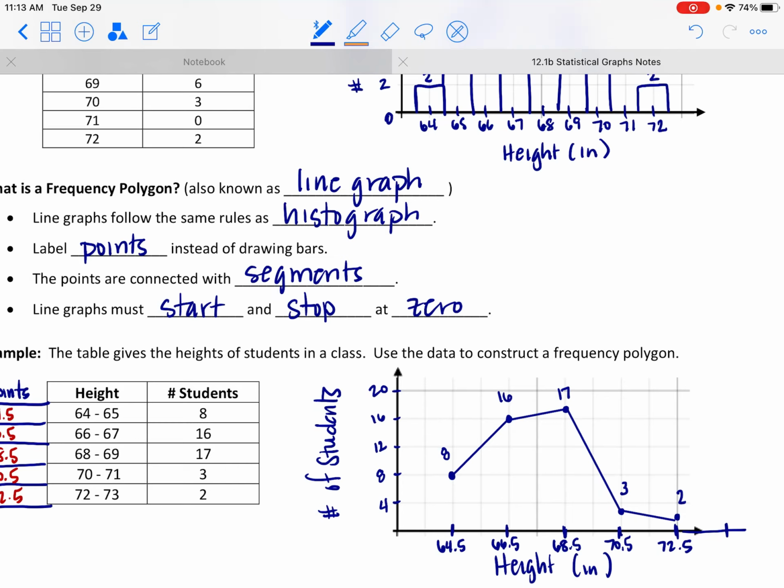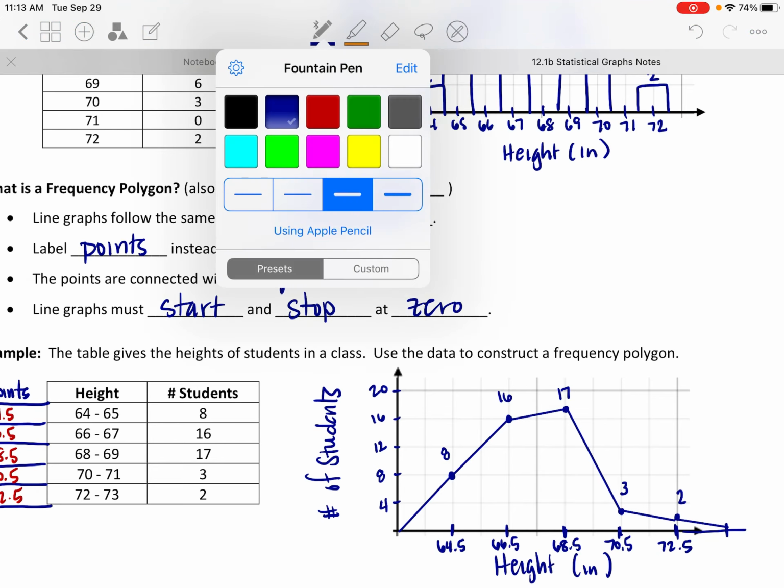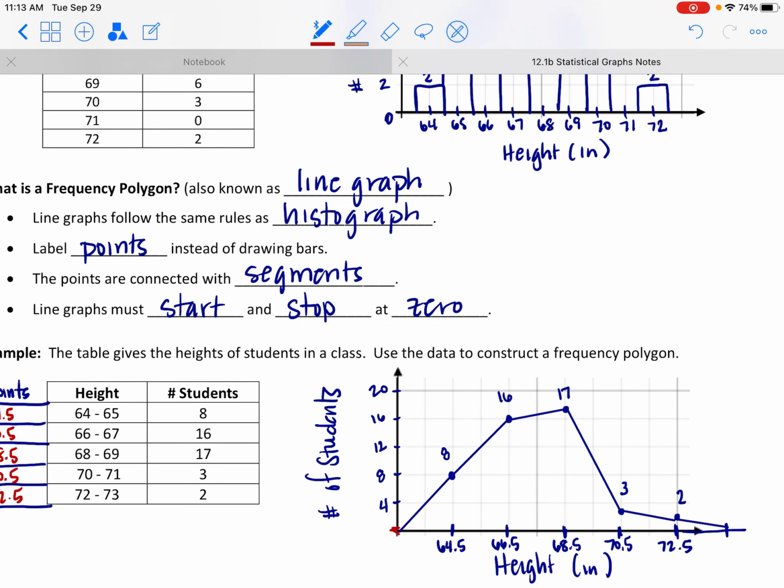Now, the last piece to a frequency polygon, or line graph, is that we don't want it to be floating. So we're going to take the endpoints and then drop them down to the axis. So I'm going to make another segment that makes this start at 0. And then I'm going to do another one here to make it stop at 0. So we start at 0, stop at 0. Whatever your endpoints are, let's just take them down to 0 at the next or the previous x values on the x-axis. And there it is.